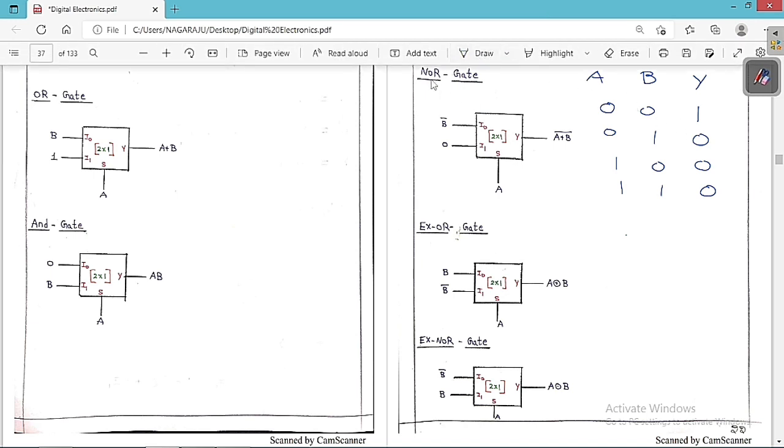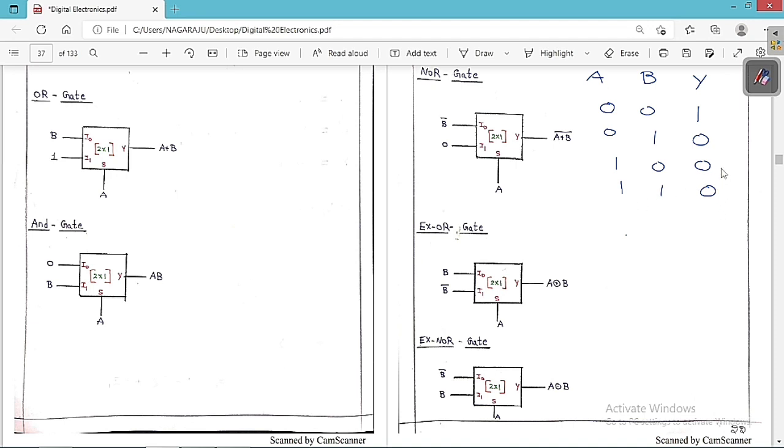Now we are going to build the NOR gate. Suppose we want to build the NOR gate. First you have to write the truth table. It is A, B, Y. For 0, 0 we get 1. For 0, 1 we get 0. For 1, 0 we get 0. For 1, 1 we get 0.